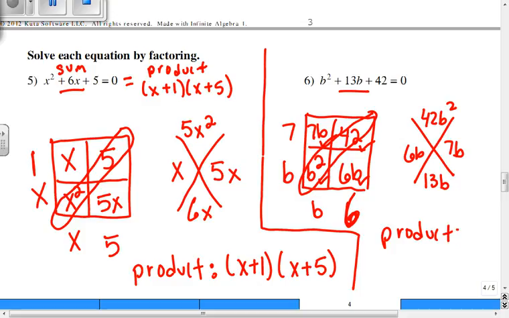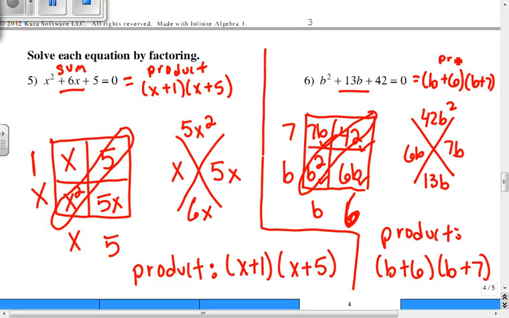Our product is b plus 6 times b plus 7. That's our product. And this is our sum.